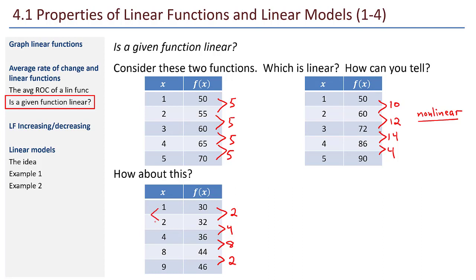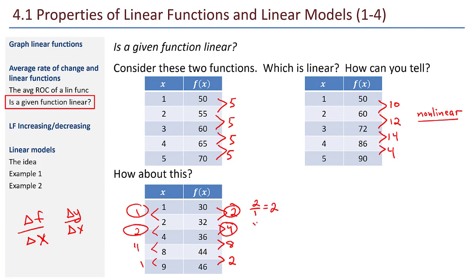My x values were not given consistently. The x values increased by 1, and then 2, and then 4, and then 1 again. To figure out rate of change, I really need the change in the function divided by change in x. Change in function is a lot like the change in y. It's like the change in y over change in x. And so I really need to think 2 divided by 1. So 2 divided by 1, that's 2. 4 divided by 2 equals 2. 8 divided by 4 equals 2. 2 divided by 1 equals 2.